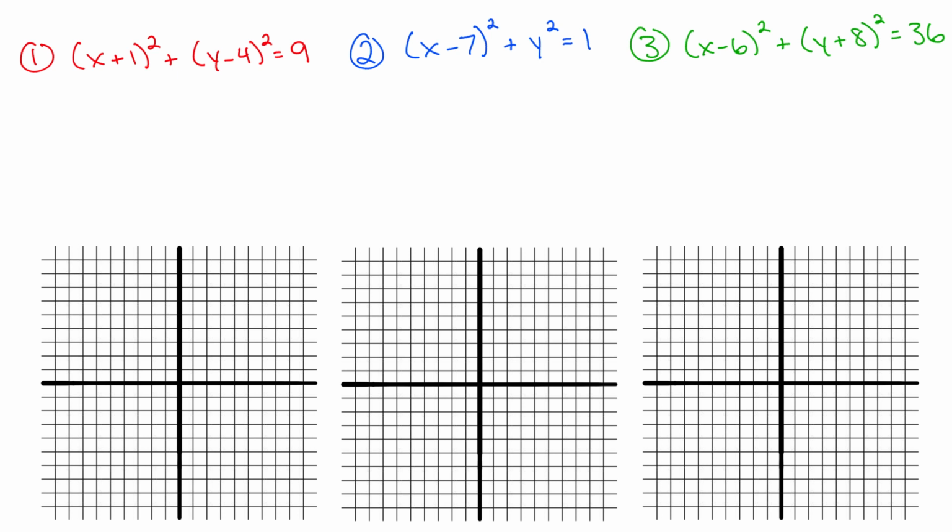Now that we got that out of the way, let's try and speed run some of these a little bit more. So in problem number 1, I have an x plus 1. I know that shifts me left 1. I have a y minus 4. That means I'm going to be going up 4. And then I have a 9 equal to the equation. That means the radius is going to be equal to 3, the square root of 9. So we're going to go left 1, up 1, 2, 3, 4, mark that with an X, radius of 3, so we go up 1, 2, 3, right 1, 2, 3, down 1, 2, 3, left 1, 2, 3, and then there is our circle.